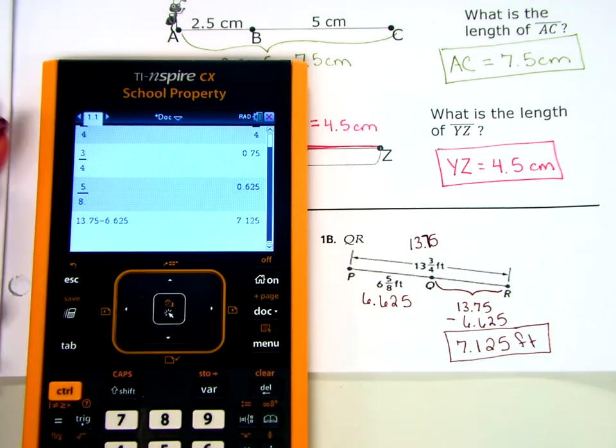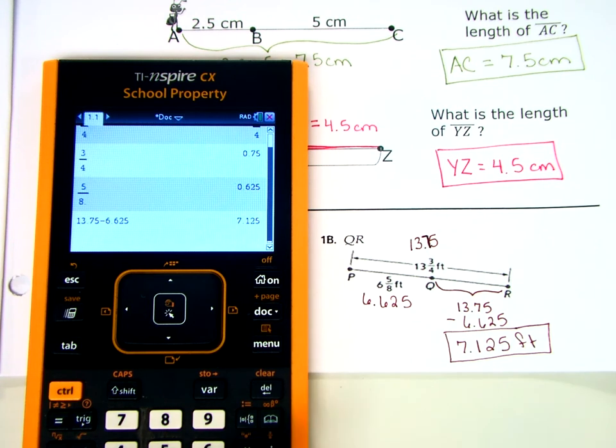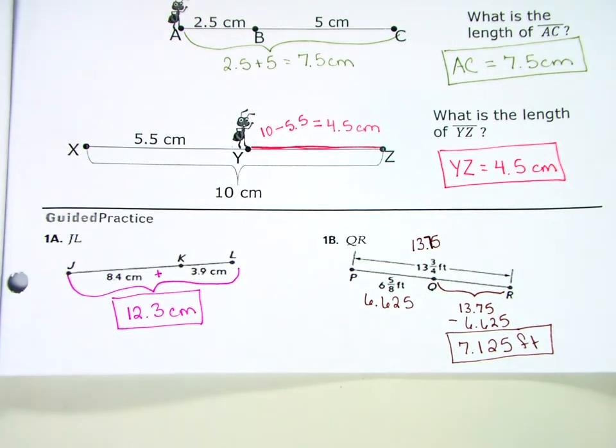Make sure you're always paying attention, if you have units, that they all match in the picture, right? Because if one of these was inches and the other were feet, you'd have to do some fixing there before you could do that math.